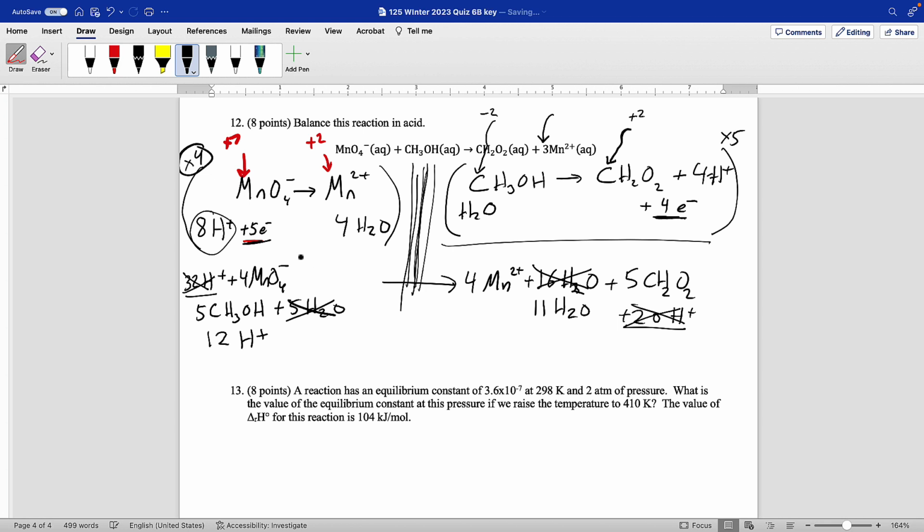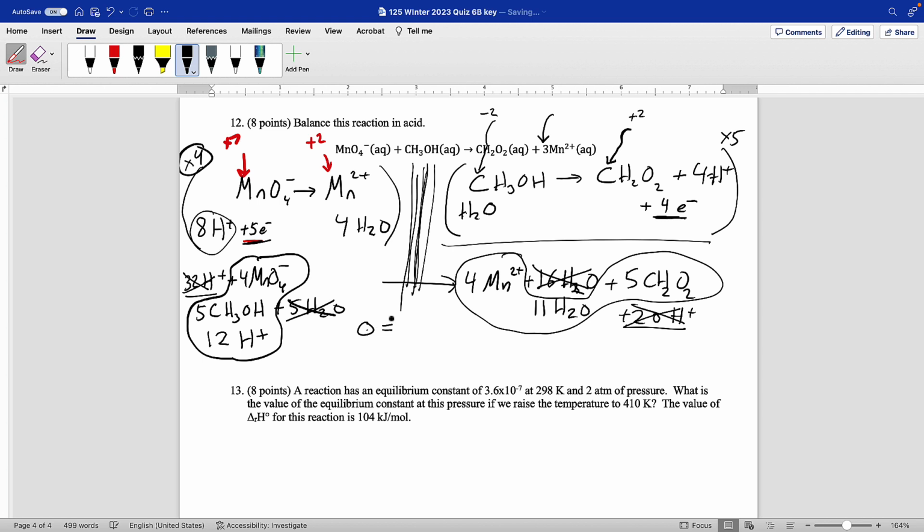All right, so our final, I'm just going to circle the pieces that are left. And we'll circle the pieces that are left over here. And we'll check to see if it's balanced. So let's just do manganese first. Okay, I got 4 manganese atoms and 4 manganese atoms. Good. We've got 5 carbons and 5 carbons. Good. Now we'll do oxygen.